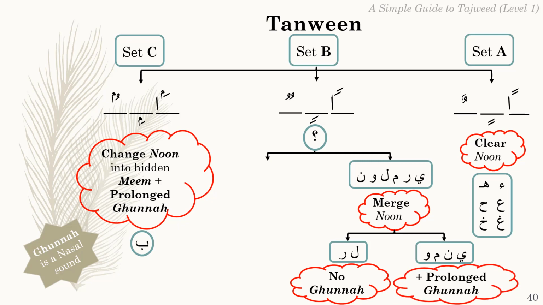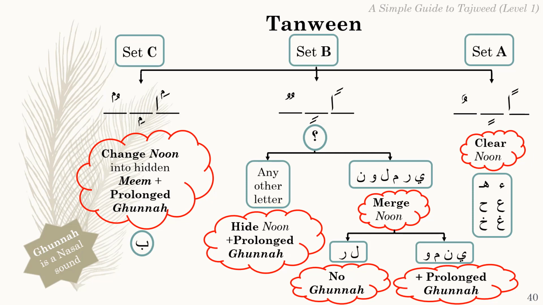If set B is followed by any other letter than the letters of Yarmulun, we will hide the Noon Sakina of Tanween at the point of origination or articulation of the following letter with prolonged Ghunna. When we say any other letter, for sure we exclude Hamza, Ha, Ain, Ha, Ghain, Kha, and Ba, as the shape of Tanween would have been different.